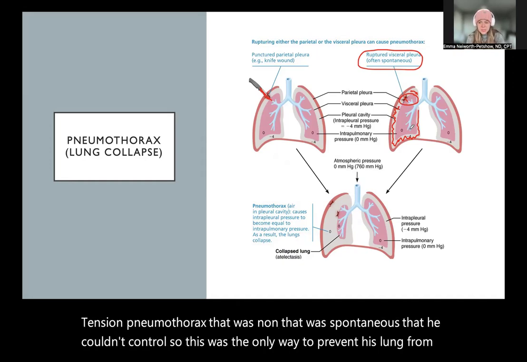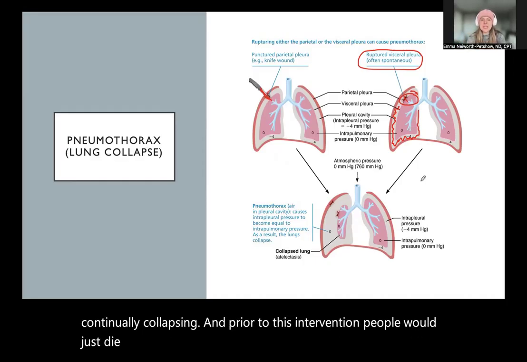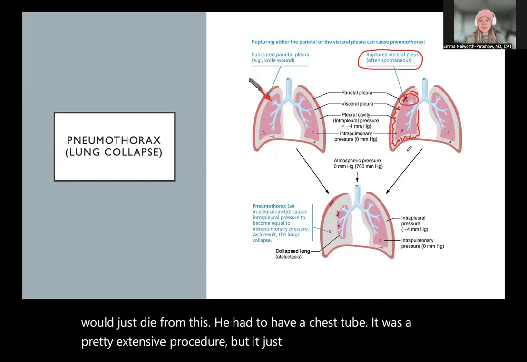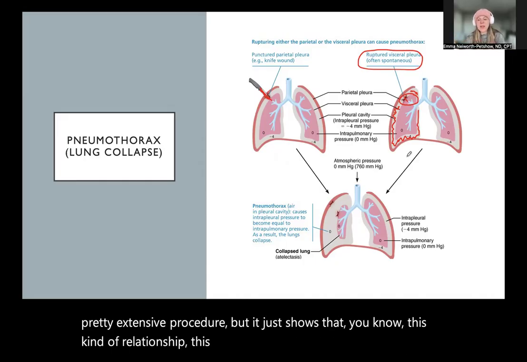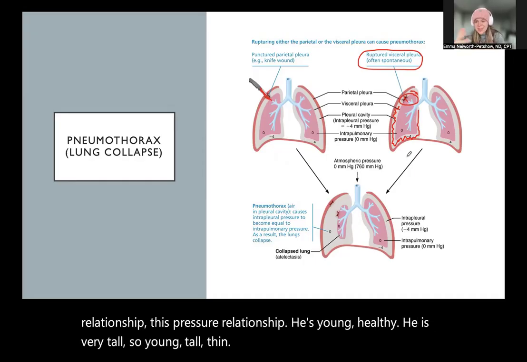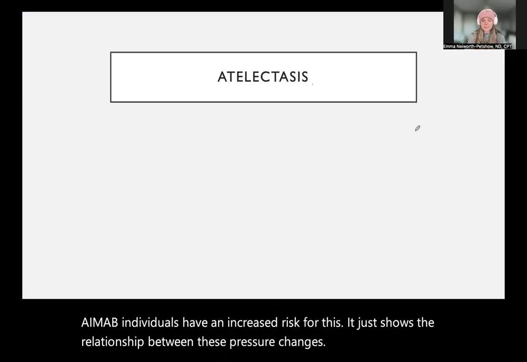Prior to this intervention, people would just die from this. He had to have a chest tube. It was a pretty extensive procedure, but it just shows this pressure relationship. He's young, healthy, and very tall. Young, tall, thin AMAB individuals have an increased risk for this. It just shows the relationship between these pressure changes and pathology.